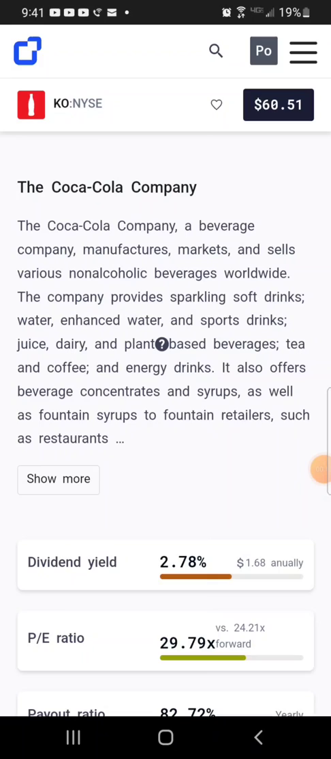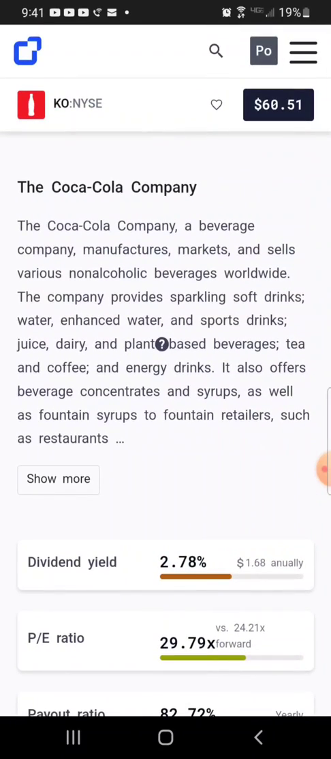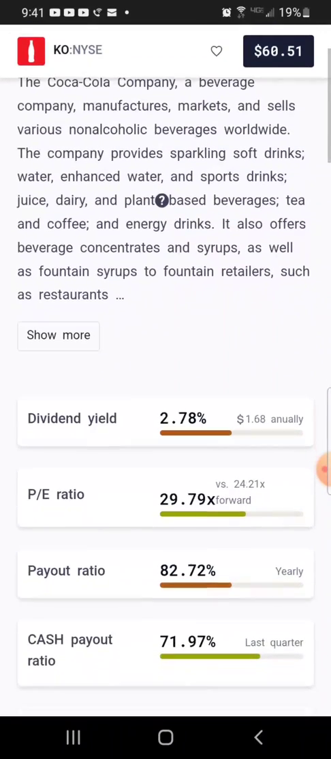Coca-Cola is a solid company. It is a beverage company that manufactures, markets, and sells various non-alcoholic beverages worldwide. Everybody knows who Coca-Cola is, and it's a Dividend Aristocrat, a dividend zombie. It's been around for a long time. You see the yield on this is 2.78, and it gives an annual dividend of $1.68 annually.